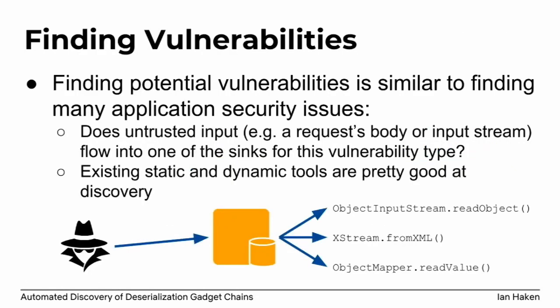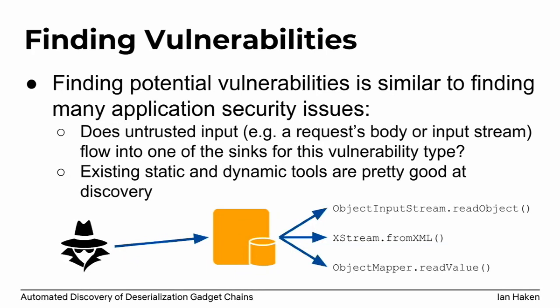So finding vulnerabilities. How do you actually know if your application is vulnerable to a deserialization bug? Well, finding a potential deserialization vulnerability isn't really any different from finding many other types of application security vulnerabilities like SQL injection or XSS. It's really just a question of, can attacker-controlled data flow into your application and then go into one of these potentially dangerous sinks? In this case, a parser library, a deserializer library, like any of the ones I just named on that last page. And that's basically the same thing as something like SQL injection. Does something attacker controllable flow into a SQL statement?